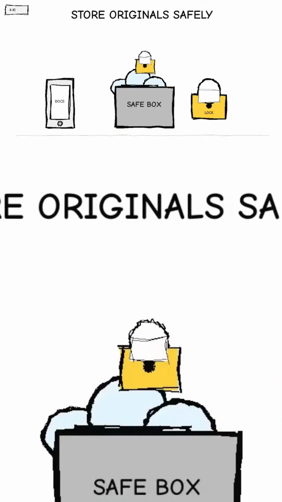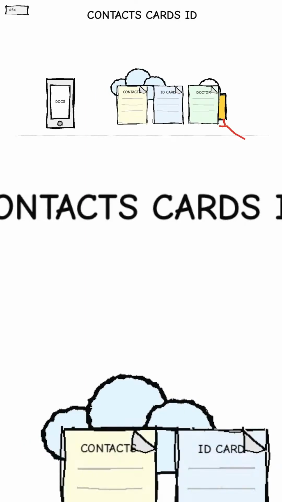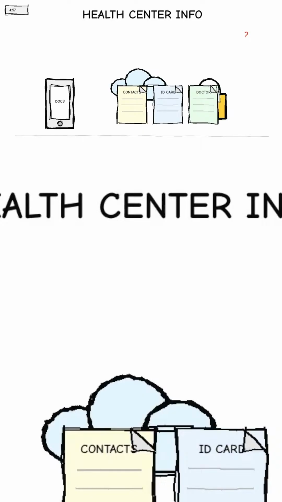For storage, keep the physical originals in a safe place at home, such as a fireproof document box. The student should also have digital copies saved securely on their phone. The family should create an encrypted shared folder with copies of the signed documents, emergency contacts, insurance cards, the student ID number, the university health center information, and the contact details for the student's doctor.